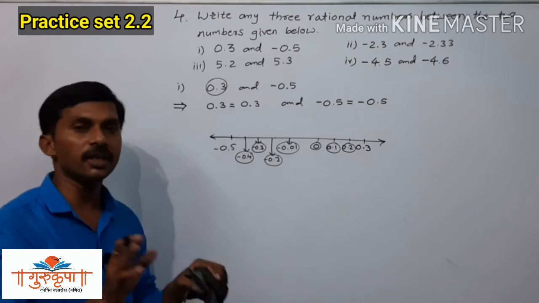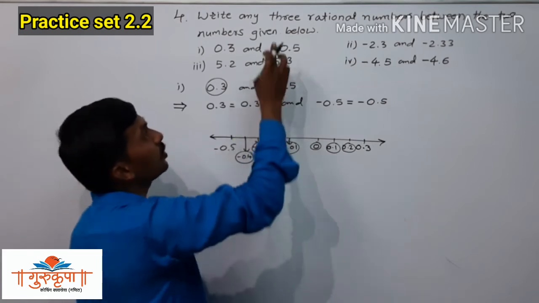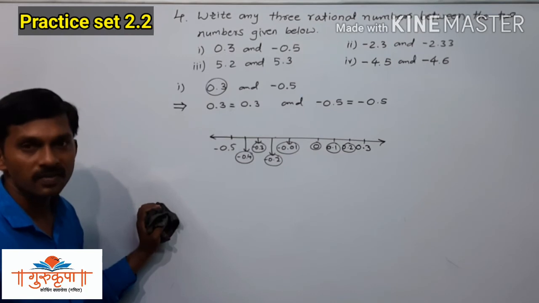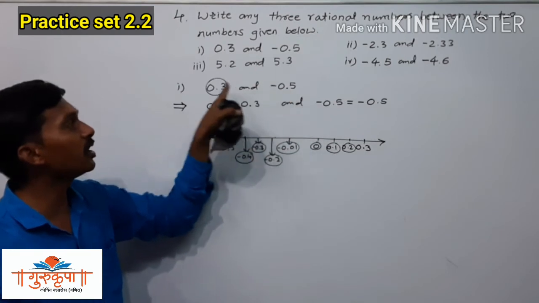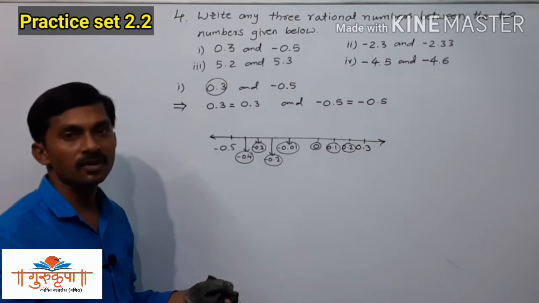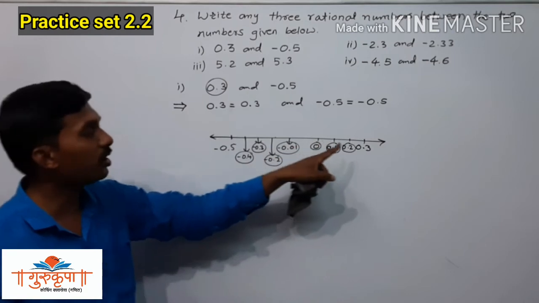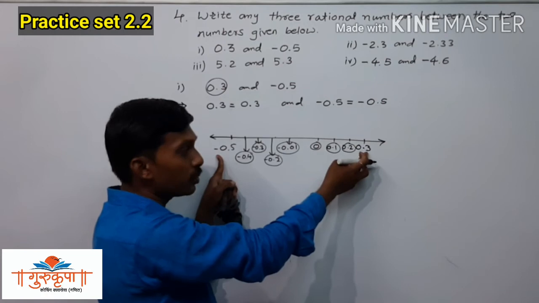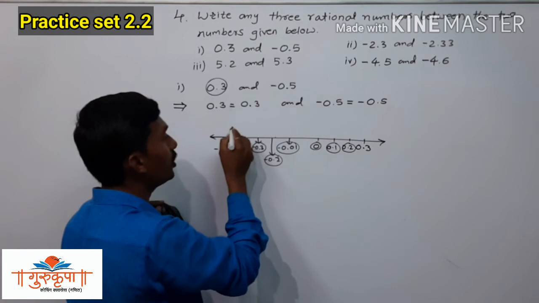Actually there are infinite rational numbers, but we need only 3, so you can use this technique with the help of the number line. Why do we draw the number line here? Since one number is negative and one number is positive. Now sometimes students make mistakes. After 0.3, they write 0.4, 0.5. They are after 0.3. They are not between these two. If you write 0.4, it is wrong, since 0.4 is after 0.3, that is not between these two numbers.